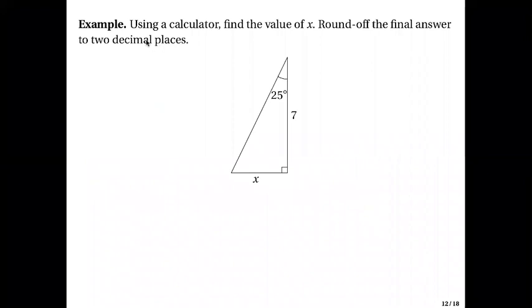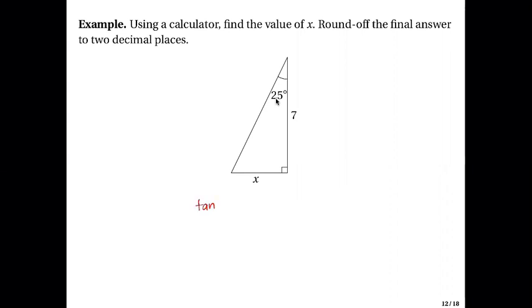So again, using a calculator, we want to find the value of x, and we want to round off the final answer to 2 decimal places. So in here, you have 25 degrees, and this is the angle. You have the opposite side, and you have the adjacent side. Right? This is the adjacent. This is the opposite. So again, you have the adjacent and you have the opposite. It's helpful to use the tangent.